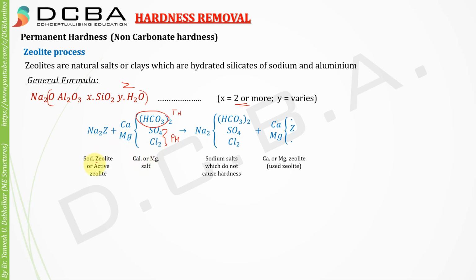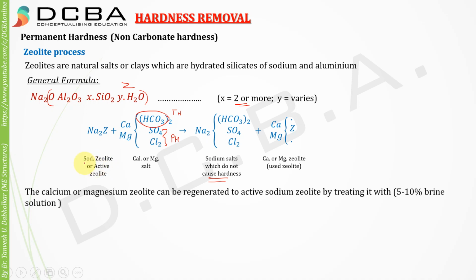So when your sodium zeolite or active zeolite reacts with this, it is going to form sodium salts which do not cause hardness, plus calcium or magnesium zeolite. So calcium zeolite or magnesium zeolite, like that, or both together. Okay. So your zeolite here is spent into converting your hardness, temporary hardness as well as permanent hardness, into sodium salts plus respective zeolites. Now this zeolite which is formed in this process, it can be reconverted back to your active zeolite, which can be further used.